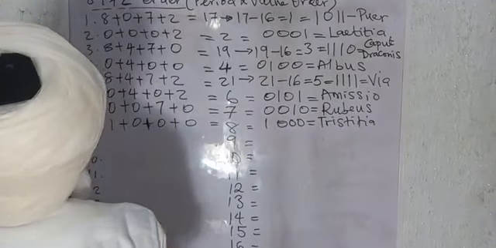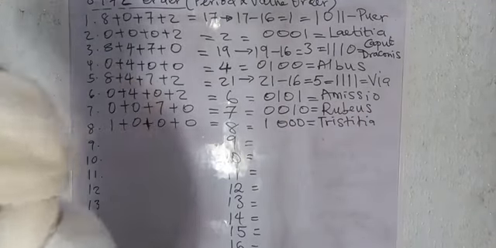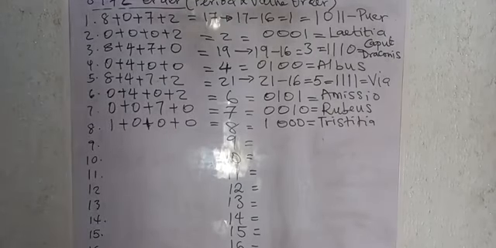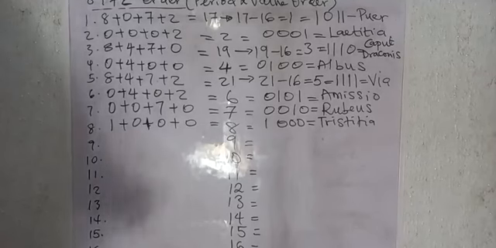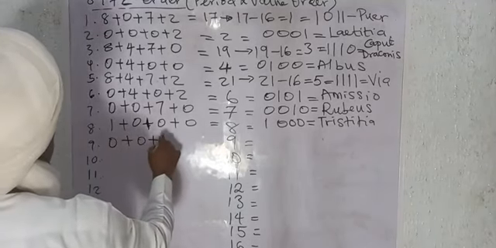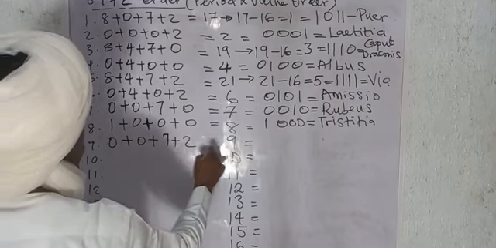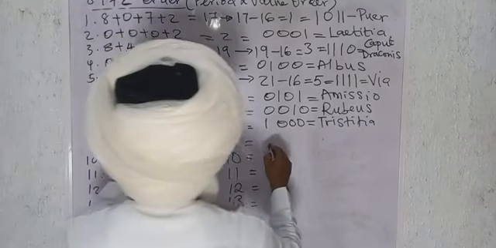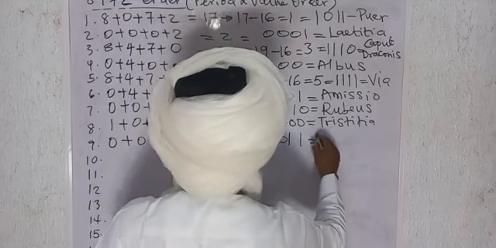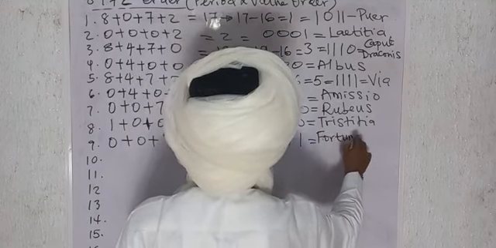Figure 9. What 2 numbers can we add here to get 9? 7 and 2. 7 and 2 give us 9. So we zero these 2 levels. 0 plus 0 plus 7 plus 2 giving 9. So the figure will be 0, 0, 1, 1. This is called Fortuna Minor.